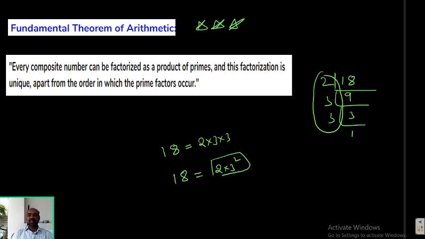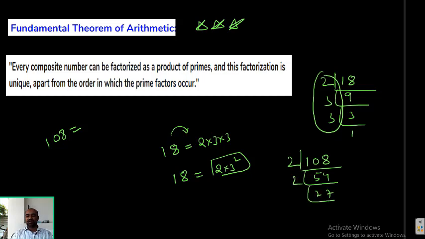In this way, any composite number can be expressed as a product of prime numbers in a unique way. That is what the fundamental theorem of arithmetic says. If you take any number, say 108, you can write 108 as a product of prime numbers in a unique way. How to write 108? I will show you. First, 108 should be divided by 2: 2 fifty-fours are 108. Next, 2 twenty-sevens are 54. Next, 3 nines are 27. Next, 3 threes are 9, and 3 ones are 3.